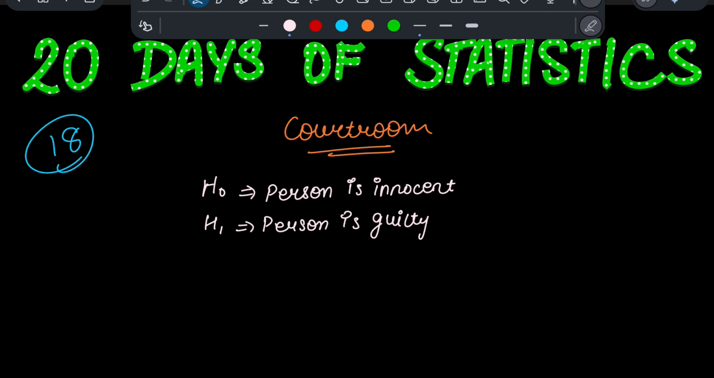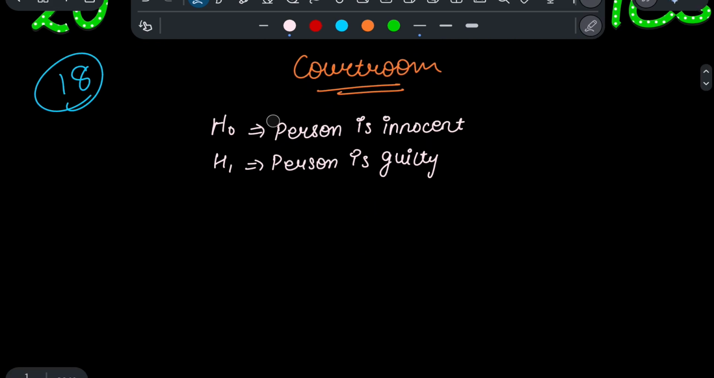Two kinds of mistakes can happen in this case. What are the two mistakes? The first mistake can be a type 1 error, also known as a false positive. Let's talk about this in detail. By a simple definition, a type 1 error is when you reject the null hypothesis when the null hypothesis is actually true.